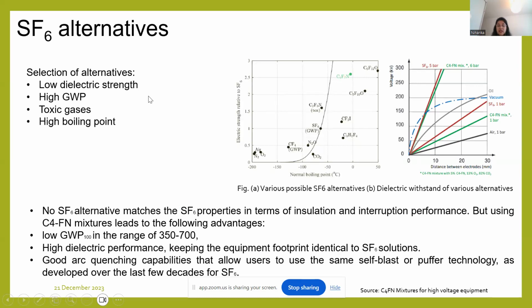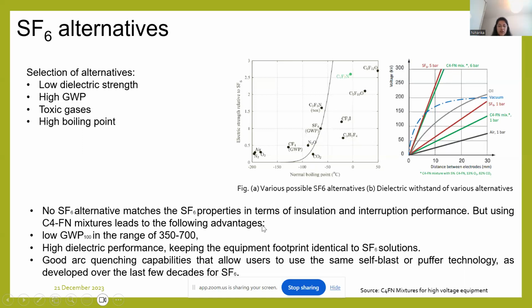So first, how do we select the alternative? There are many gases, like electronegative gases. The low dielectric strength gases are eliminated, then the ones with high global warming potential are eliminated, then the high toxicity gases, if known, are eliminated, and finally those with a high boiling point. So we need to come to an optimum solution which can be used as an SF6 alternative. And here we can see that the C4FN mixture at 6 bar is quite similar to SF6 at 5 bar.